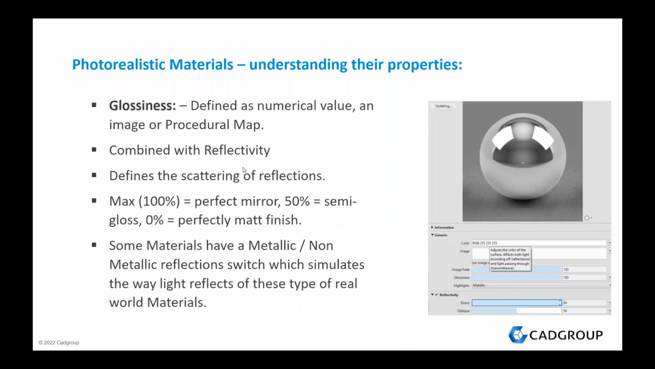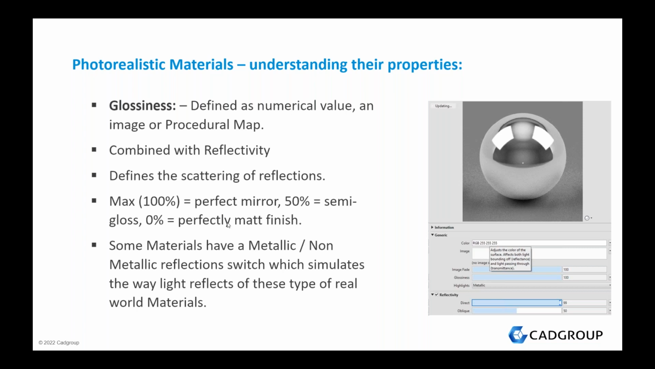Okay, glossiness, mentioned that a few times, works with reflectivity: numerical value, image, or procedural map. Again, a numerical value is consistent across the entire material. An image or a procedural map varies across the material. So again, you use whichever one is actually relevant, which represents the real material in real life. So that's defining the scattering of reflections. A maximum value is a perfect mirror, 50% semi-gloss, 0 perfectly matte.